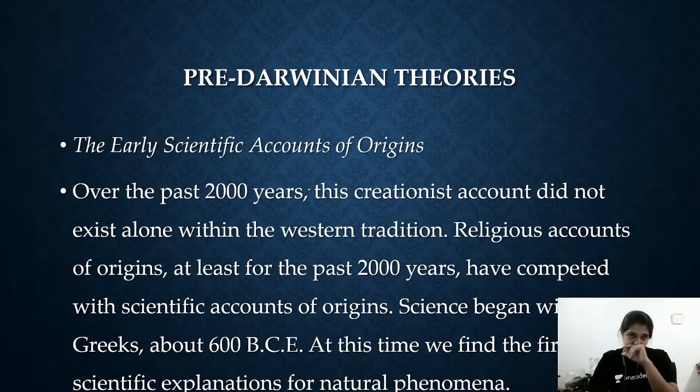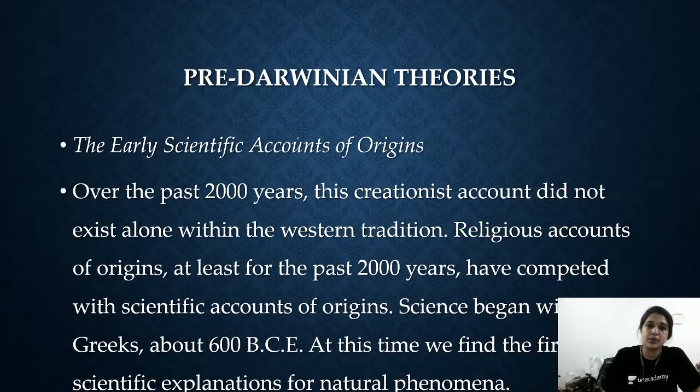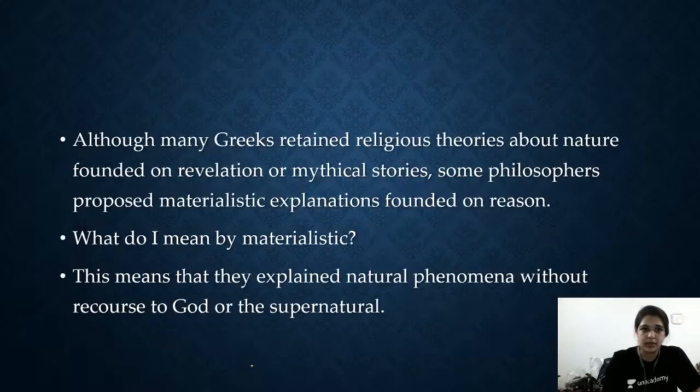Pre-Darwinian theory starts from the early scientific accounts of origin. Over the past 2000 years, the creationist view did not exist alone within the Western tradition. In religious accounts, we know very well that God has created everything. That is the creationist theory. Science began with the Greeks in 600 BC, and then started the first scientific explanation for natural phenomena.